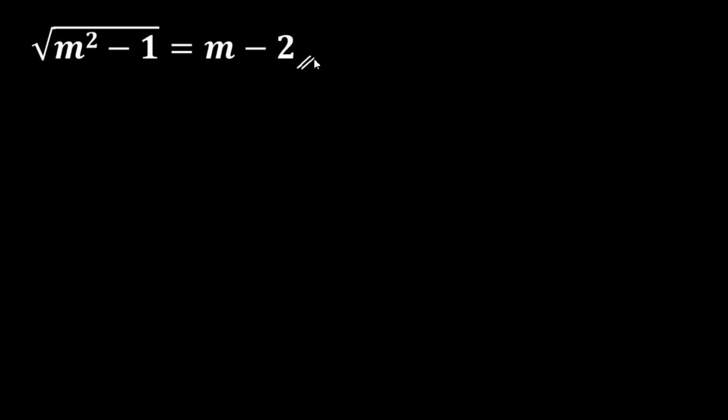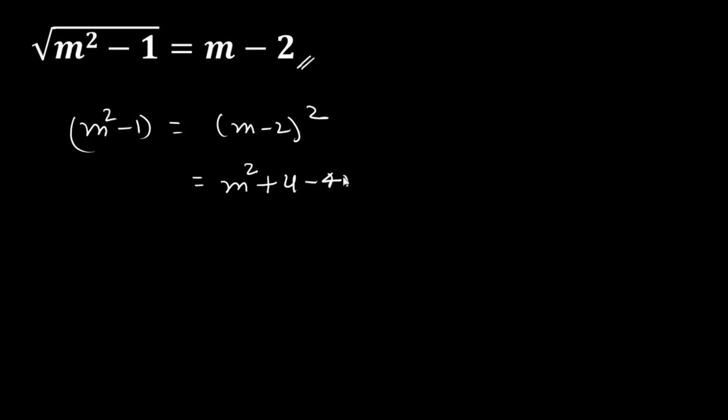So this is the given equation. If I square both sides, you will get m square minus 1 equal to m minus 2 whole square. Okay. So if we simplify it further, it becomes m square plus 4 minus 4m. Both side m square terms get cancelled, and if we simplify it for m, you will get m is equal to 5 by 4.